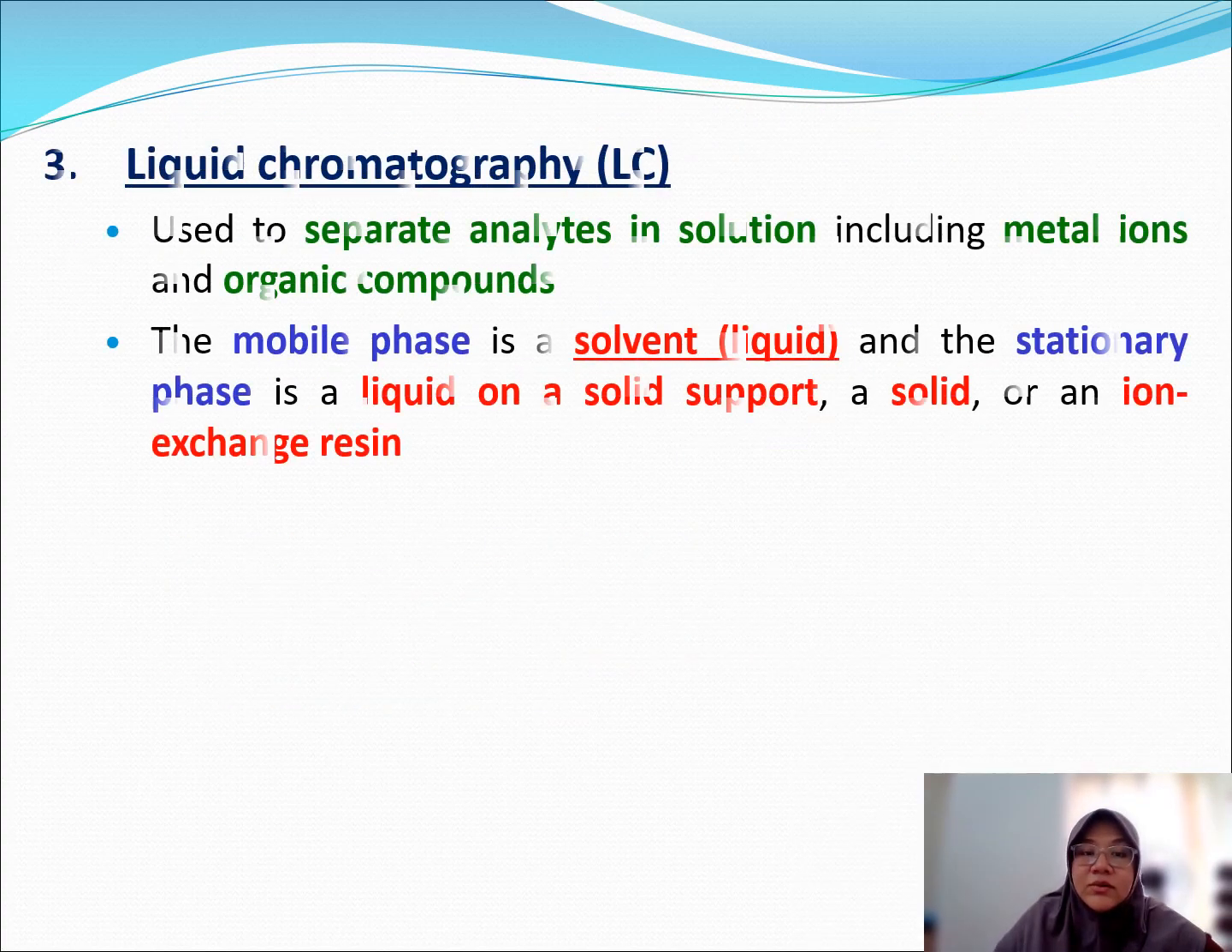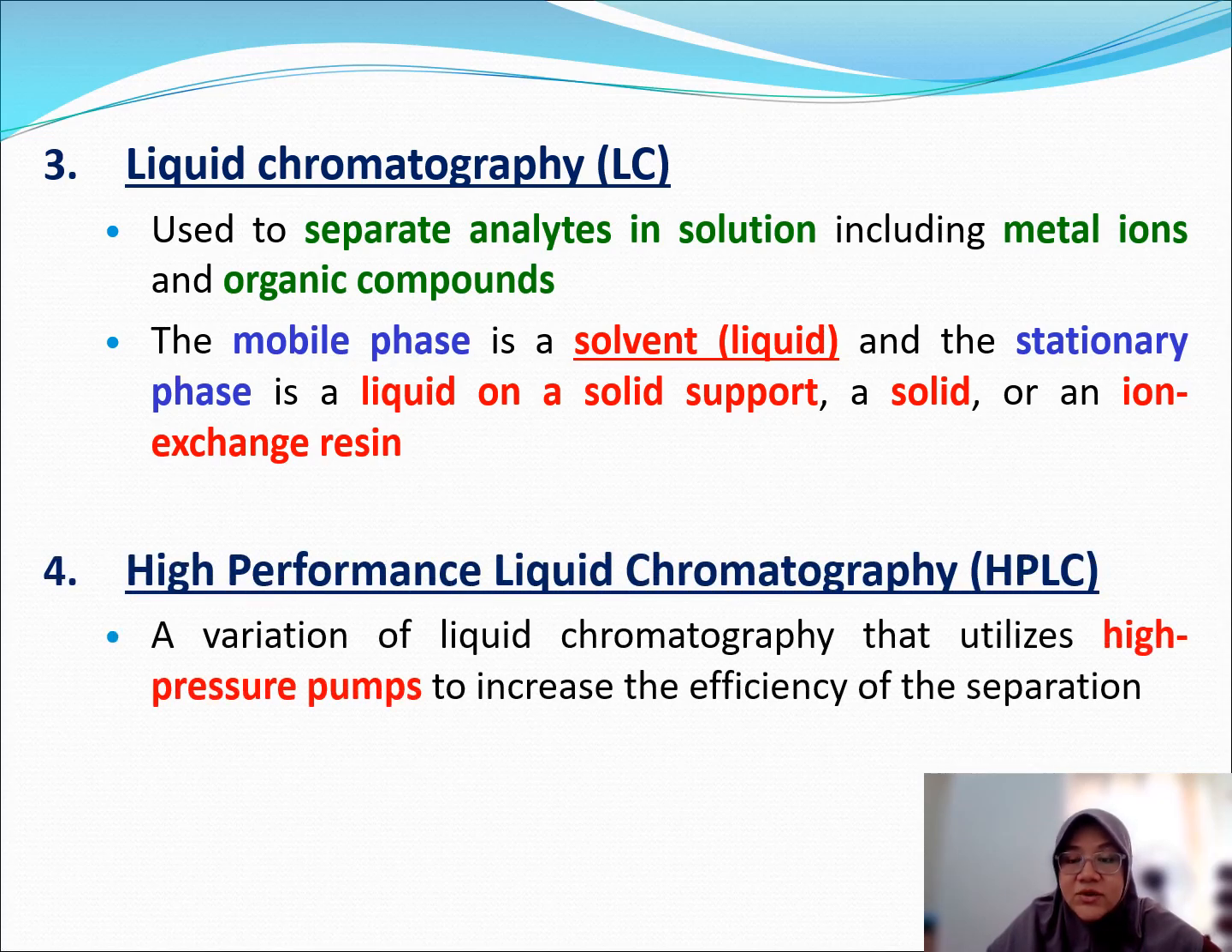Okay, types of chromatography. Number 3 is liquid chromatography. It tries to separate the analytes or compounds in solution, termasuklah metal ions and also the organic compounds. So in liquid chromatography, the mobile phase, okay, adalah solvent, and the stationary phase could be liquid on a solid support, a solid or ion exchange resin.